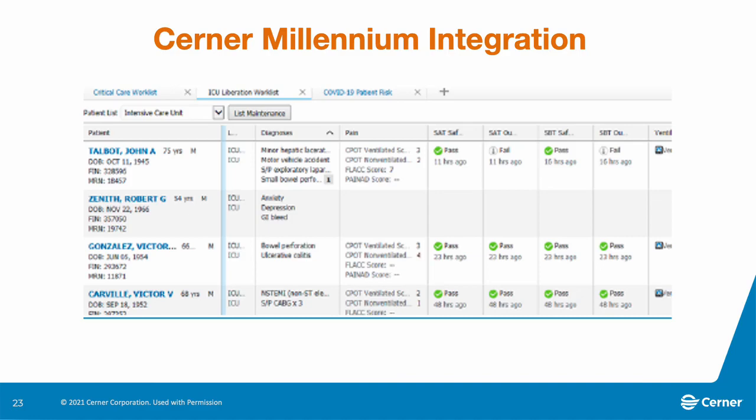So this is just another screenshot from Cerner, so showing you a few different patients. So once again, just in one place having the patient's pain scores, there's the SAT, SBT information, so that you can see that in one place.